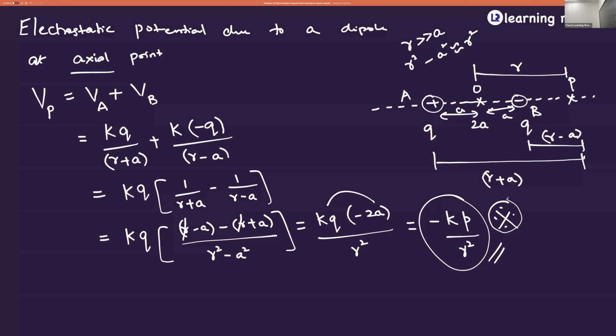A is negative, B is positive, no? Then you will get plus. Right? Shall I proceed to the next one?